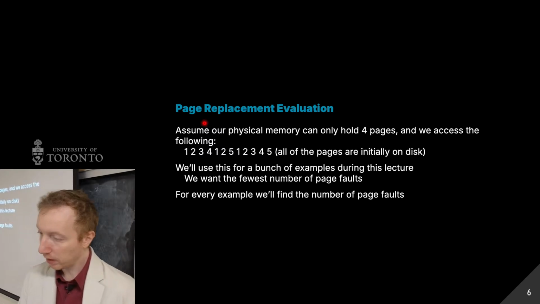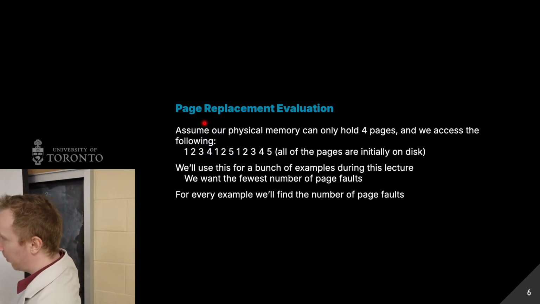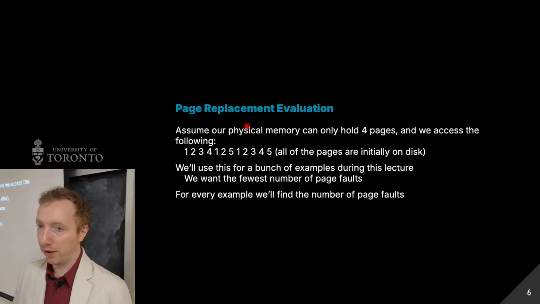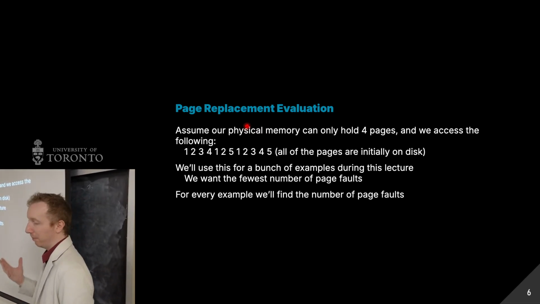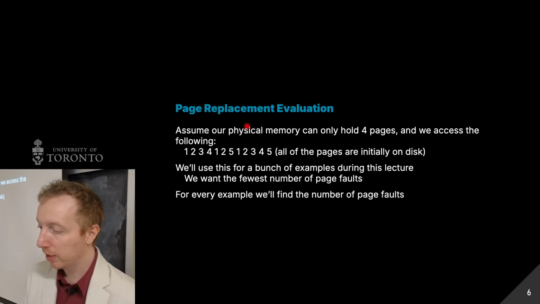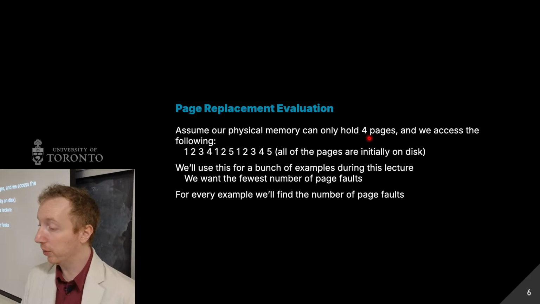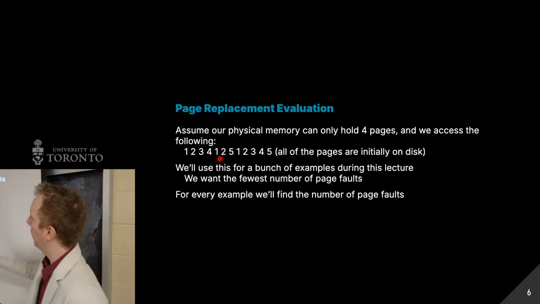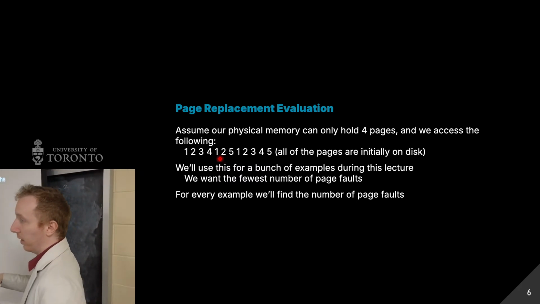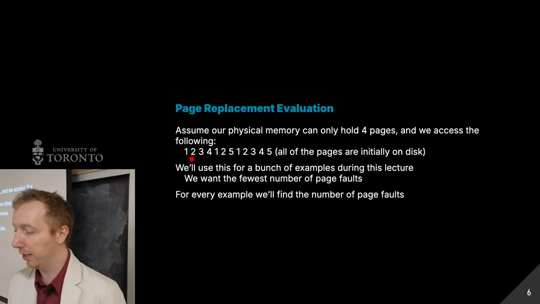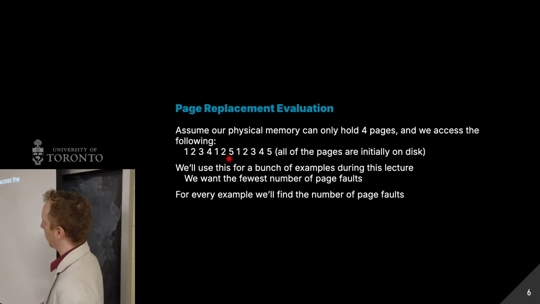To evaluate it, this is how all the questions will look, similar to the scheduling questions. We'll assume our physical memory has some limit that's hilariously small, because we want to be able to do these questions in a timely fashion. So we can assume it only holds 4 pages in total in memory, and we access the following. These are all the pages that are initially on disk. I'm just going to give them a number, so same number means same page. So this is page 1 on disk, 2, 3, 4, 1, 2, 5. In total, there's 5 pages we're accessing on disk.